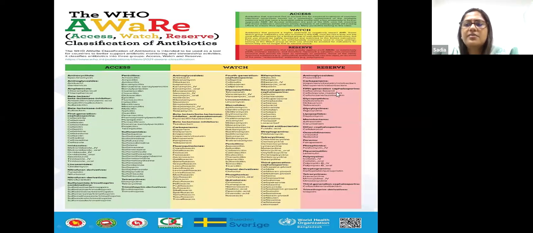So where does this fit into our AST reporting? Most of the laboratories have tried to incorporate the AWaRe classification of antibiotics in their reporting system. So they suppress the Reserve drugs and they put the Access and Watch groups. But very often in tertiary care centers, patients come in with MDR bacteria, or they come in with XDR bacteria. In those cases, Reserve antibiotics have to be released.